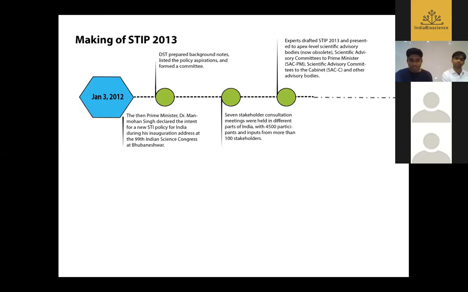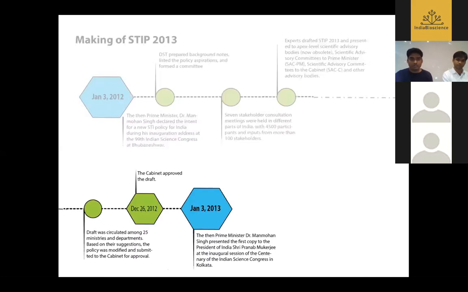In this current case, we have PM STIAC, the Prime Minister's Science, Technology, Innovation Advisory Council. But in the case of 2013, at that time, we had 2 committees, called SAC-C and SAC-PM, the Science Advisory Committee to the Cabinet and the Science Advisory Committee to the Prime Minister. Once this presentation is made, those 2 committees would have given some comments over those documents, and that is then taken back for adaptation.